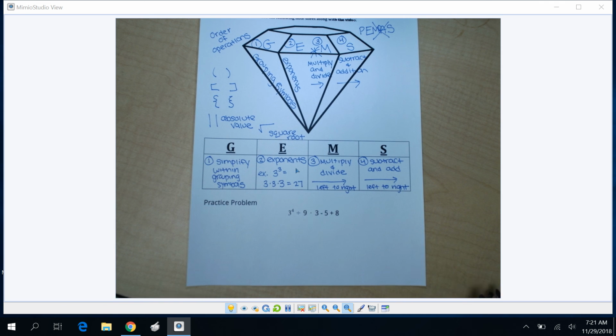Okay, so I'm going to do an example with you. This is an expression, so 3 to the 4th power divided by 9 times 3 minus 5 plus 8.